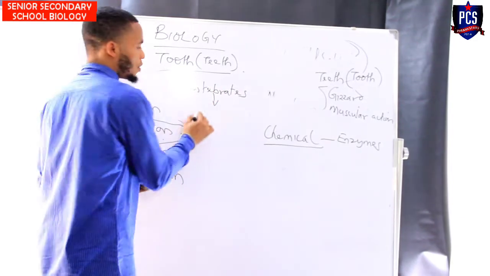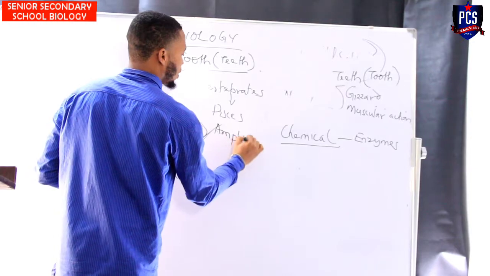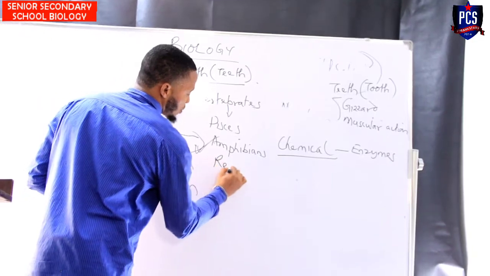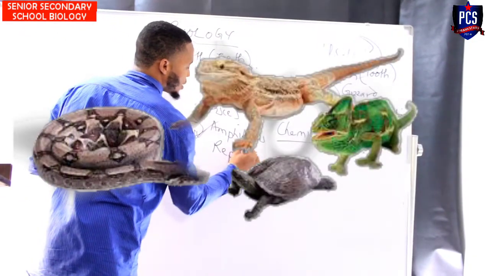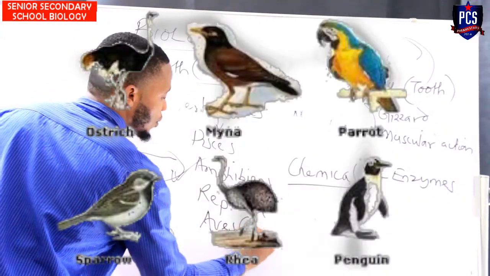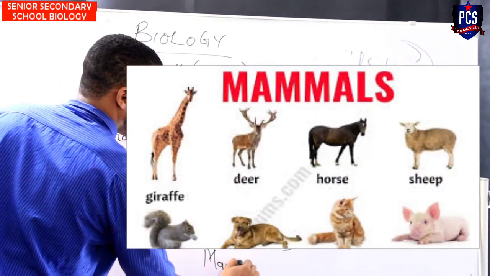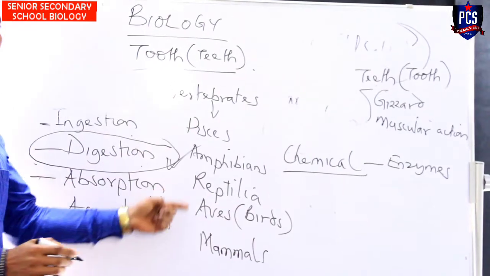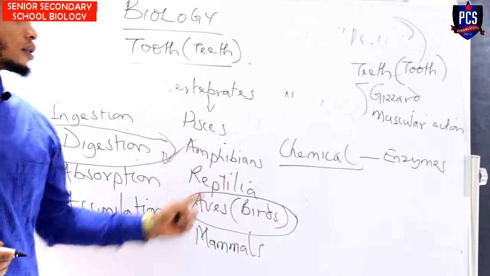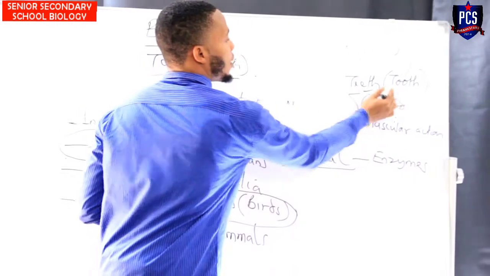In all vertebrates, we talk of the pisces, which are fishes; amphibians, which are your frogs, your toads, your salamanders; the reptiles or reptilia, which are your snakes, your tortoise; the aves, or you call them what? Your birds; and then we talk of the mammals. So the teeth, in plural, are found in all these vertebrates except birds. That's why all these ones have teeth but do not have a gizzard, but birds have a gizzard and do not have teeth.